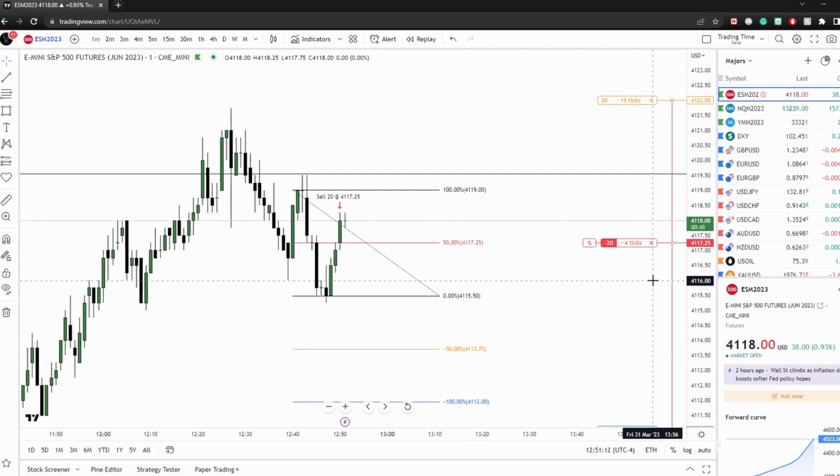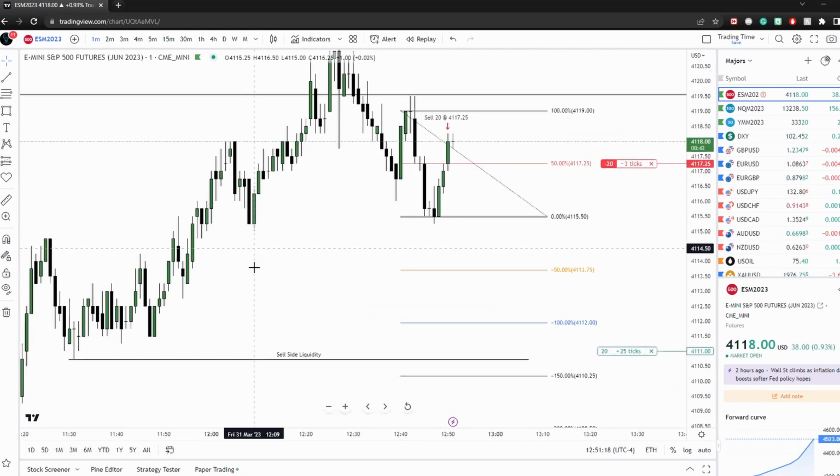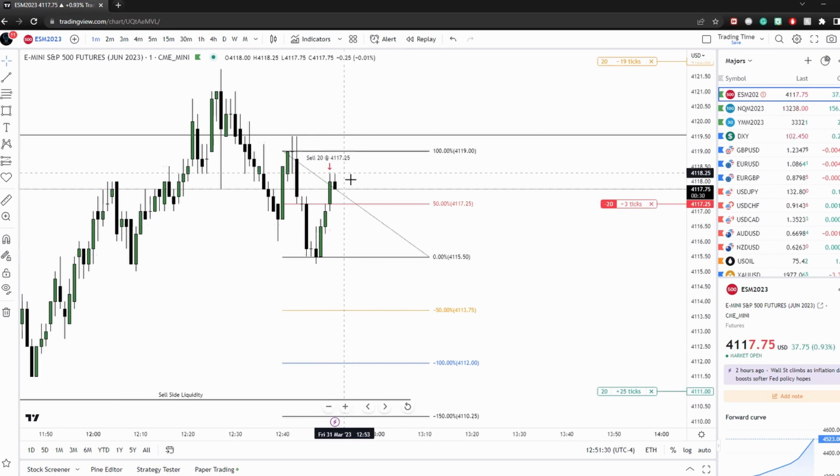So I'll be looking for price to trade lower into this low here and this low down here. So this is what I'll be looking for, right? Stop loss above that high, right? We're looking for this area to protect our price and move price lower.